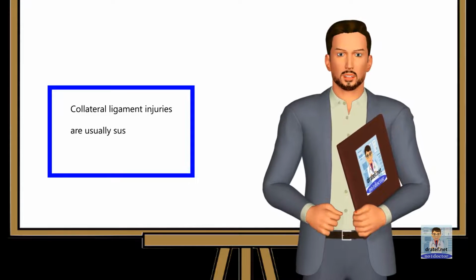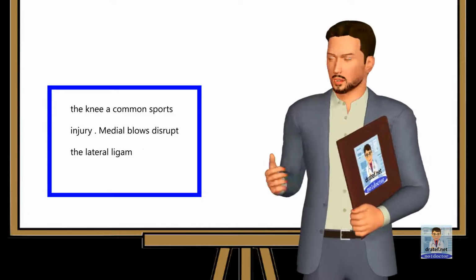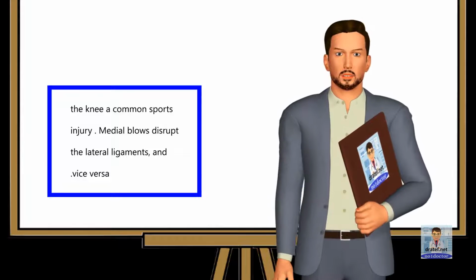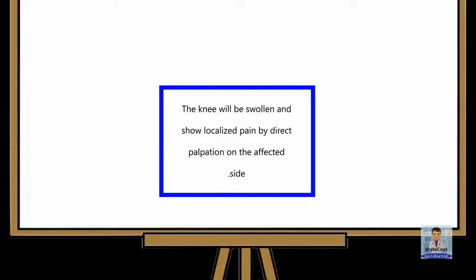Collateral ligament injuries are usually sustained in a sideways blow to the knee, a common sports injury. Medial blows disrupt the lateral ligaments, and vice versa. The knee will be swollen and show localized pain by direct palpation on the affected side.